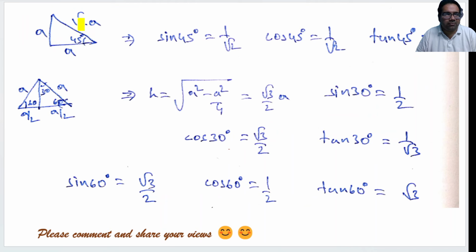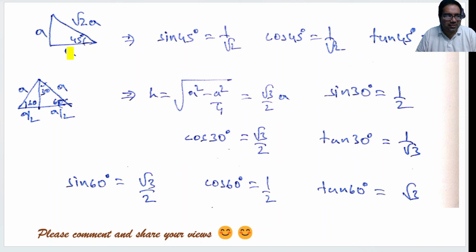Then what will become of the hypotenuse? Hypotenuse is root of a square plus a square, which becomes root 2 a. This is the hypotenuse. Now, what is sine 45? Sine 45 is the opposite side by hypotenuse. That means a by root 2 a, which is 1 by root 2. Simple. What is cos 45?